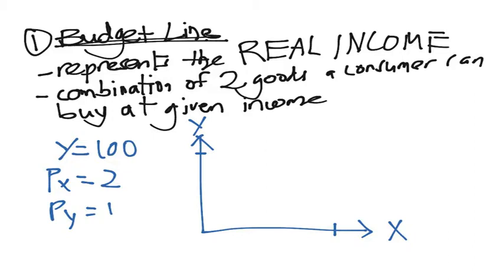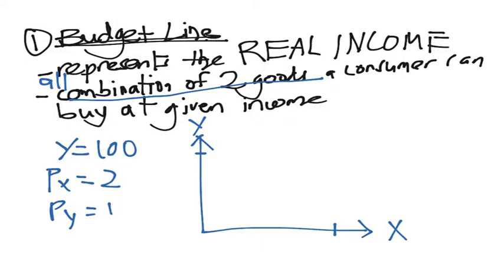The budget line actually represents the real income that a consumer has. Like the word budget, you cannot spend more than your budget, right? So the budget line actually constrains the consumer's consumption. A budget line shows the combination of two goods a consumer can buy at the given income. To be more exact, the budget line shows all combinations of two goods a consumer can buy at the given income.